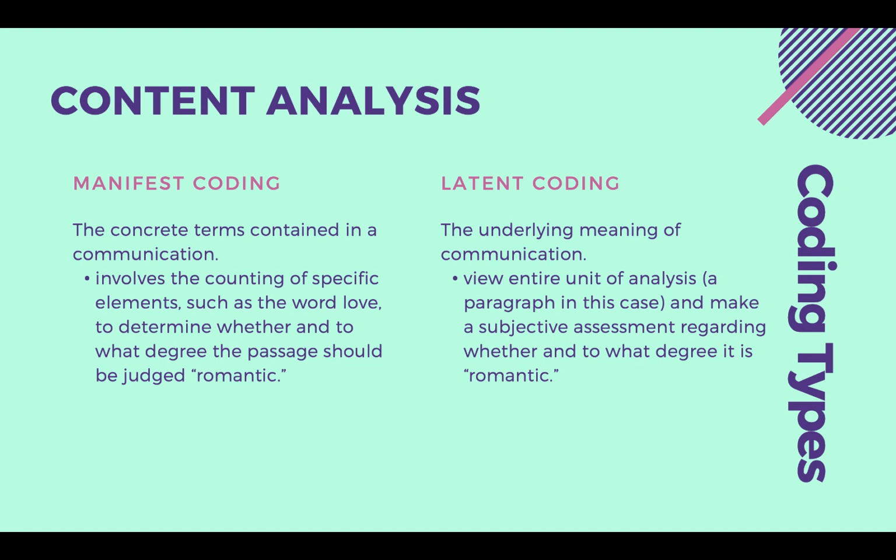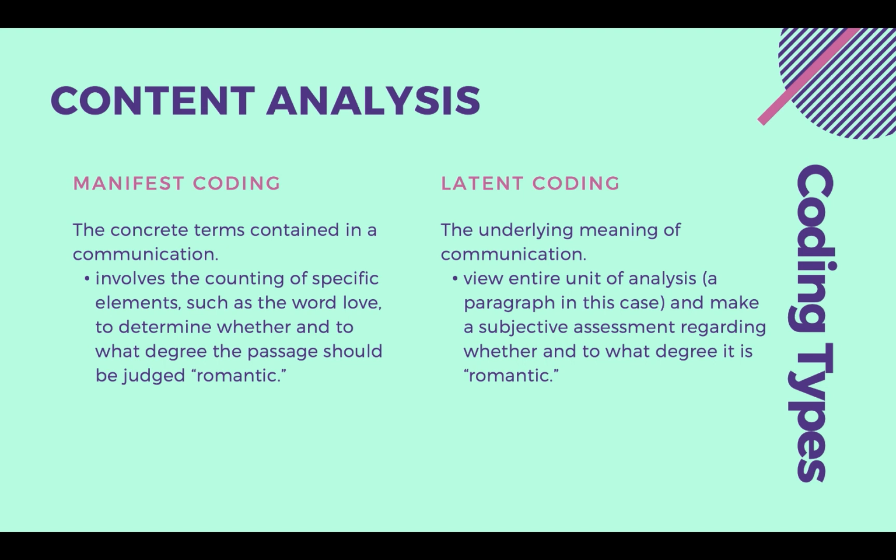Whereas latent coding is trying to pull out the underlying meaning of the text, whether we're looking at the whole book or we're looking at the sentence or paragraph or passage level. It's not just looking for the word love and saying, well, it said love once in this paragraph, that means it's romantic. Instead, it takes a little bit more interrogation with the material. So you spend a little bit of time reading a paragraph or a passage, a series of paragraphs, and you figure out, did that seem romantic based on my understanding of what romantic is? And then you code it, yes, that passage was romantic, or this passage was not romantic. What this is going to require is a lot more work.